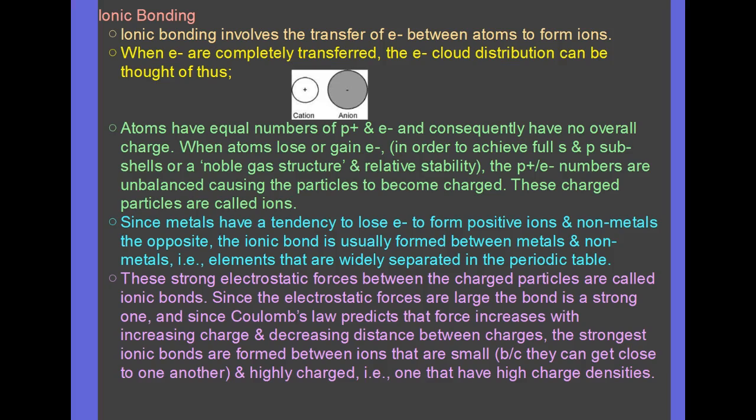Since metals have a tendency to lose electrons to form positive ions, and nonmetals the opposite, the ionic bond is usually formed between metals and nonmetals, for example, elements that are widely separated in the periodic table. These strong electrostatic forces between the charged particles are called ionic bonds. Since the electrostatic forces are large, the bond is a strong one, and since Coulomb's law predicts that force increases with increasing charge and decreasing distance between charges, the strongest ionic bonds are formed between ions that are small because they can get close to one another, and highly charged, for example, ones that have high charge densities.